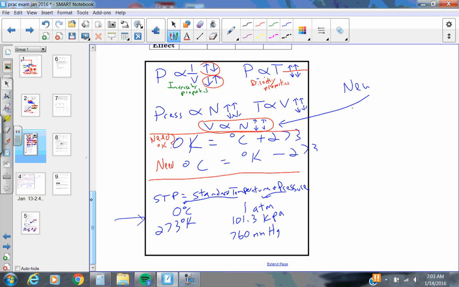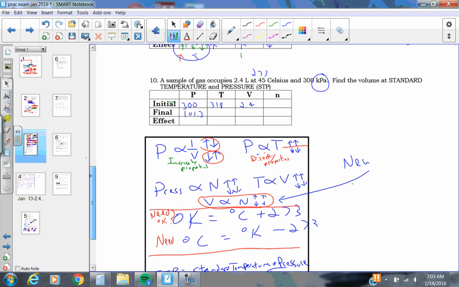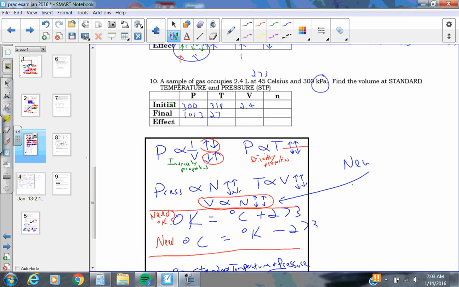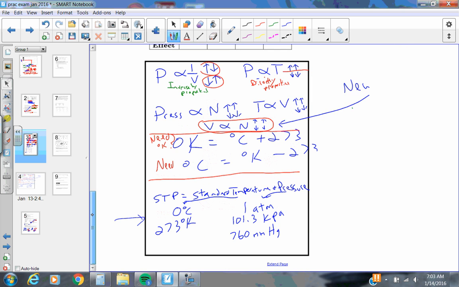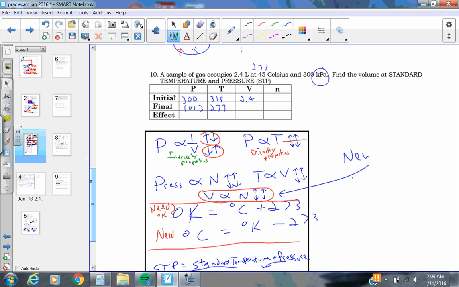Even though standard temperature is 0 Celsius, we have to have it in Kelvin for it to make sense in these, for it to be truly proportional like we've written. So I'm going to write 273. That is standard pressure in kilopascals and standard temperature in Kelvin. Must have had the same number of particles. We get to ignore that.